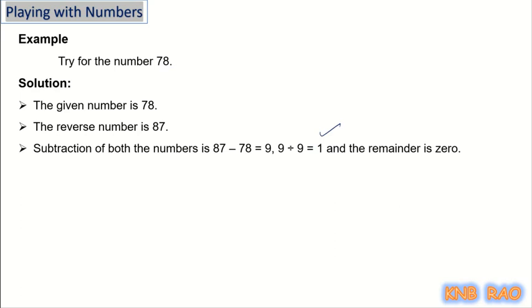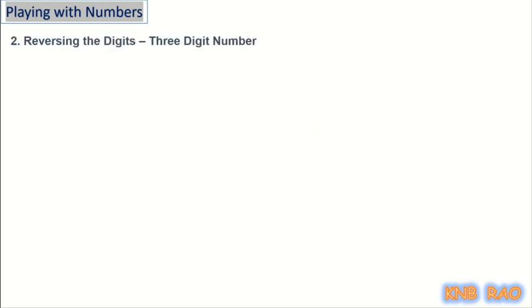Now, reversing the digits for 3-digit numbers. Let us look at 3-digit numbers and their reversing. The trick by 99 now. It is so simple. Why?